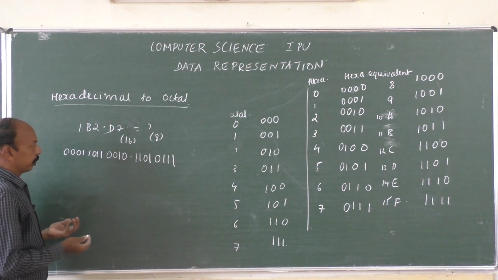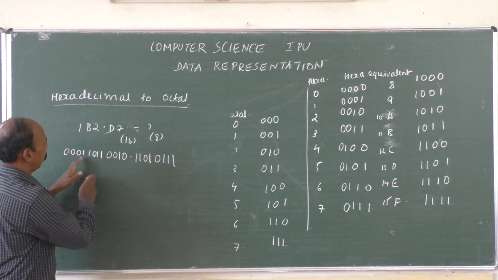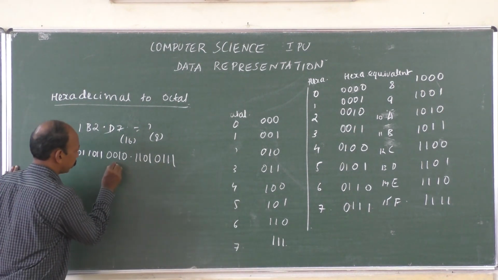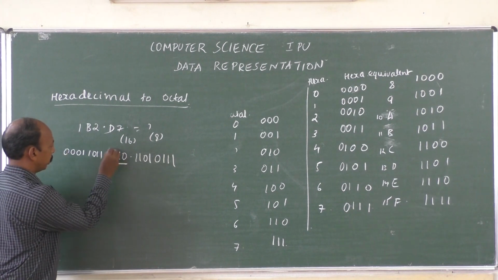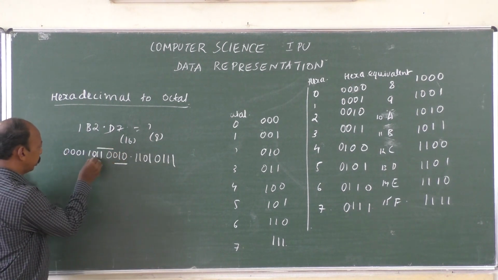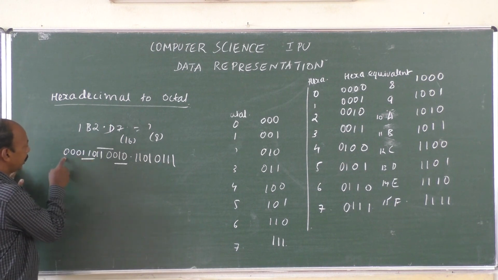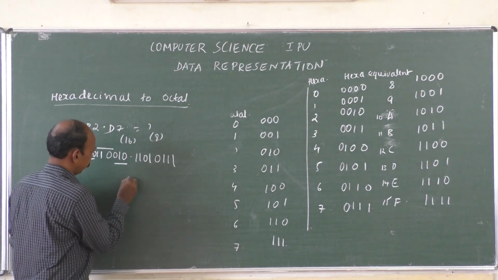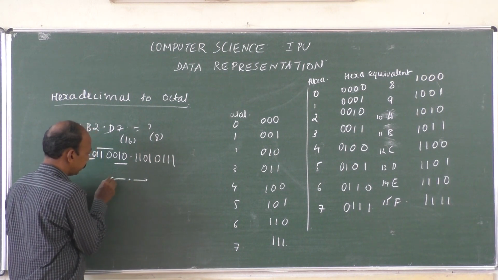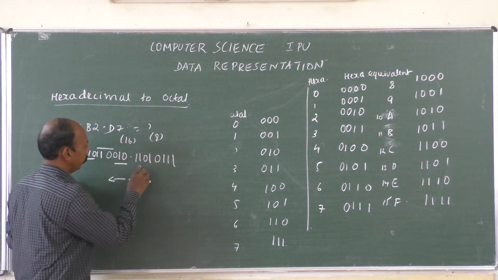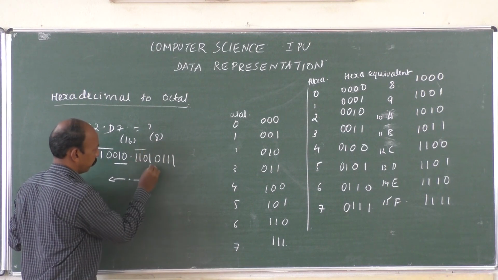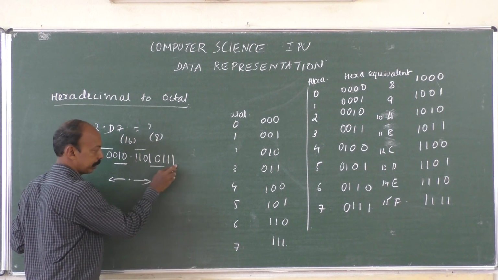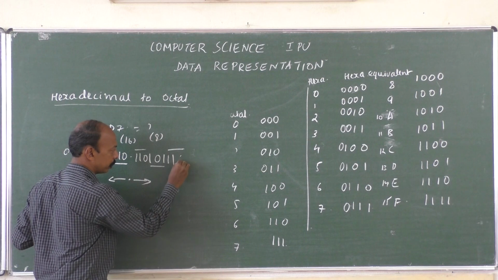Now what we should do? Group of 3s. We have written it in groups of 4s now. Now convert them into groups of 3s. First group 001, second group 101, third group 100, and this group anyhow that will be zeros, so you can just leave it. Here this direction and here this direction. And the last group is having only 2 bits here. Add a 0.